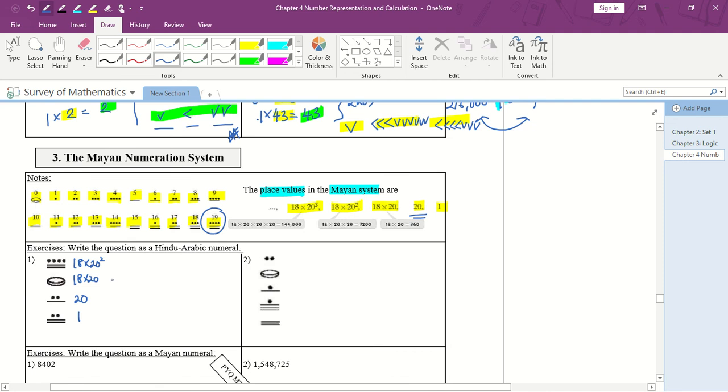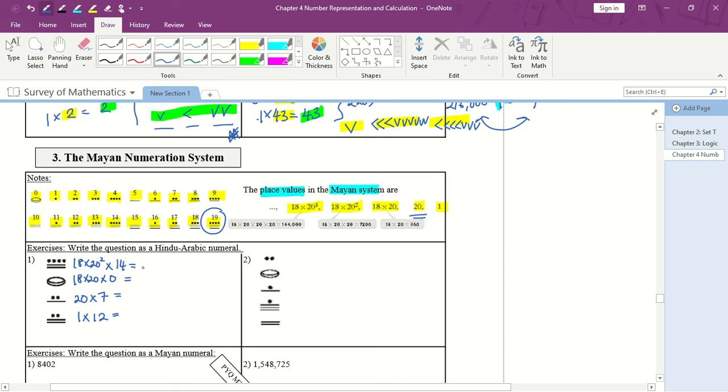Now let's try to identify the meaning of these symbols. Let's go from the bottom first. A line, which means 5 times 2, which is 10, plus 2 dots will become 12. A line plus 2 dots will be 7. A shell is equal to 0. And this is 2 lines, which is 10, plus 4 dots, which is equal to 14. And now we need to count what the answer is. So 18 times 20 squared times 14.